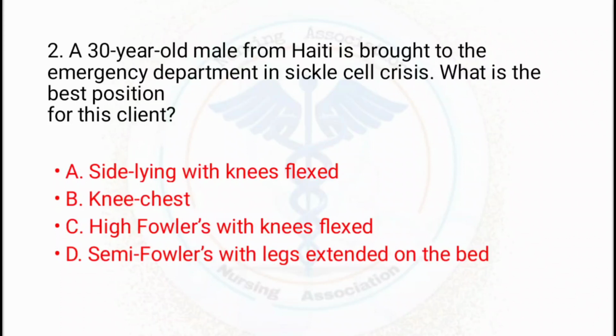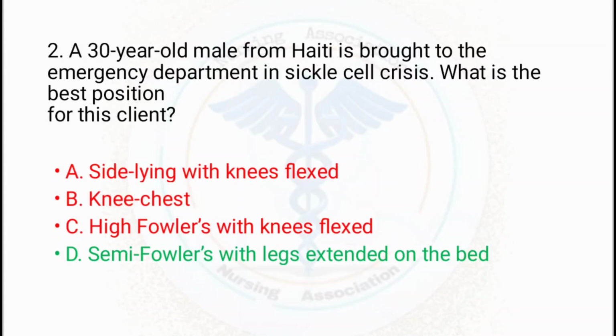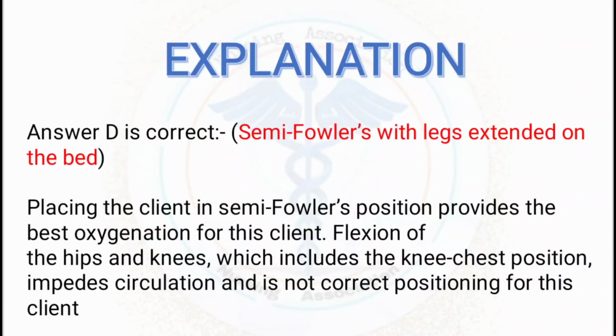So which position would be best for this client? The answer is semi-Fowler's with a leg extended on the bed. Explanation: placing the client in the semi-Fowler position provides the best oxygenation for this client. Flexion of the hips and knees, which includes the knee chest position, impedes circulation and is not the correct position for this client. So the other three options, side lying with knee flexed, knee chest and high Fowler's with a knee flexed, are not applicable for the patient with a sickle cell crisis because they impede the blood circulation, and semi-Fowler's with a leg extended on the bed is good for the circulation and oxygenation in the body of this client.